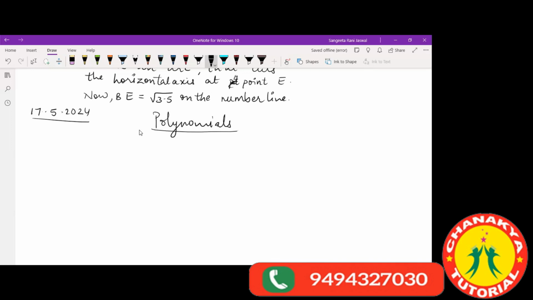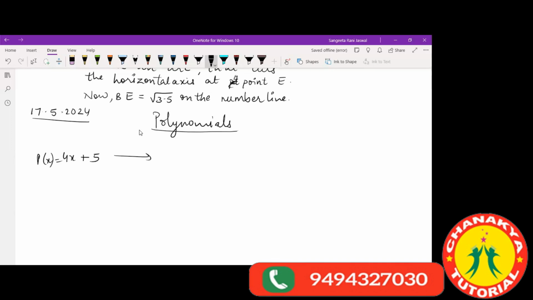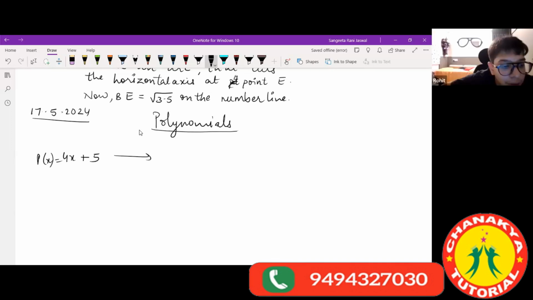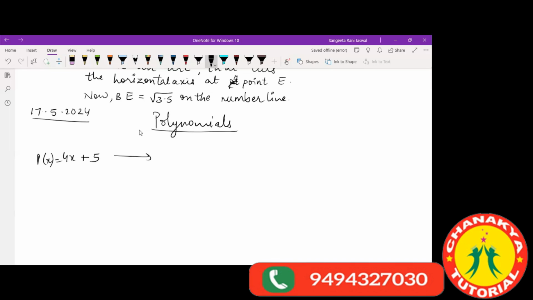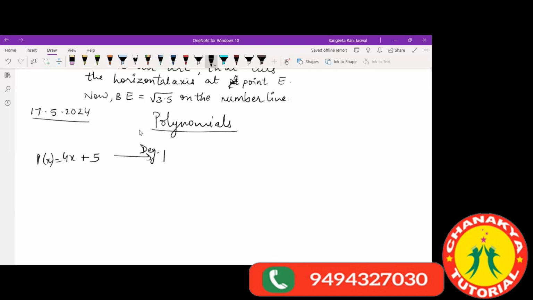Okay, so everyone knows, suppose if I have some linear polynomial, then what is the degree of a linear polynomial? Suppose I have this polynomial 4x plus 5. What is the degree of this polynomial? Ma'am, it's a linear polynomial. Degree means what? Degree is the highest power of the variable. Ma'am, 1. Yes, so its degree is 1 and we call it a linear polynomial. Okay.